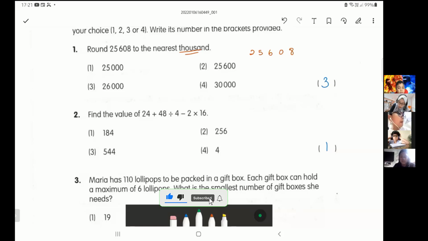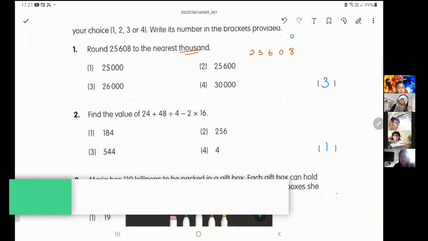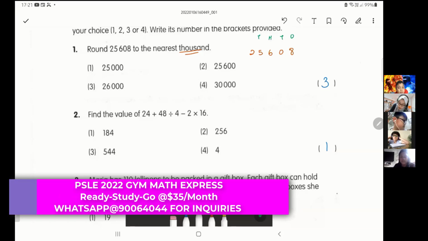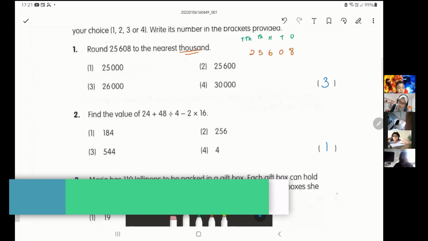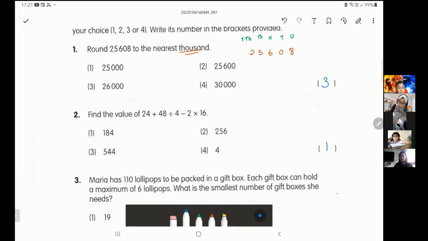Then you label the place value. Ones, tens, hundreds, thousands, 10,000, 100,000. Now we look at the thousands place. Nearest thousand, right? So the thousands place, which is the number 5. Underline the place value that they mentioned. Then you draw an arrow to the right.